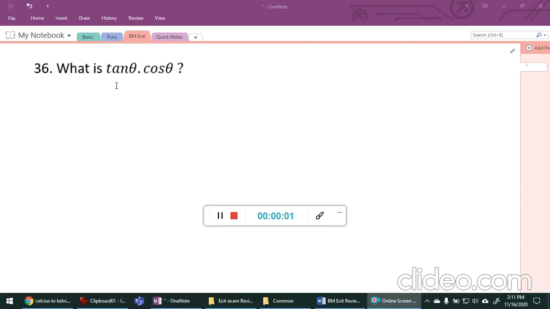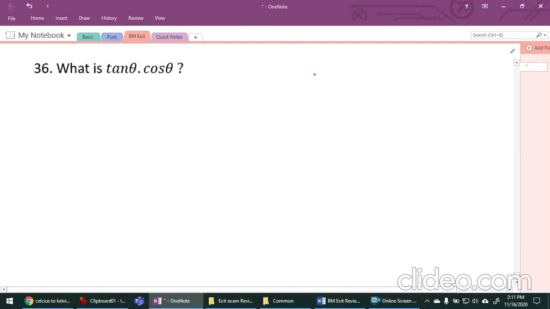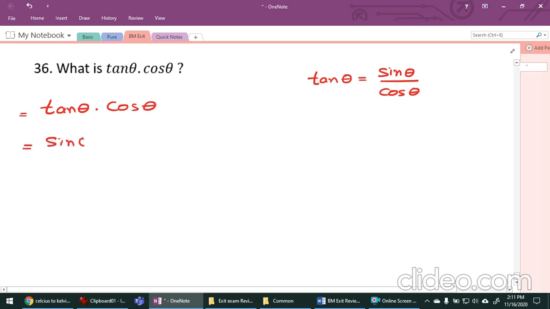What is tan theta into cos theta? So how to do this? We know the rule for tan. Tan theta is always sin theta by cos theta. We have the question tan theta into cos theta, so equal to, what is tan theta? Sin theta by cos theta, into cos theta. Now cos theta and cos theta will cancel. The answer is only sin theta. That's all.